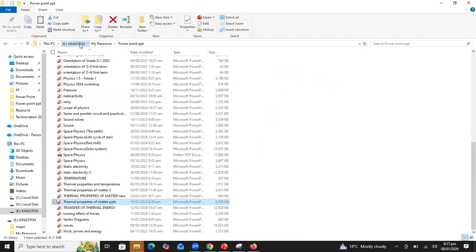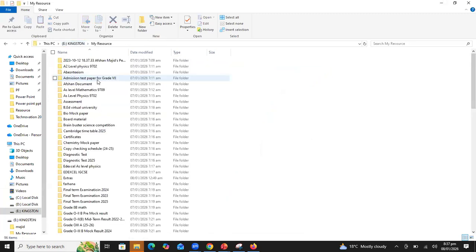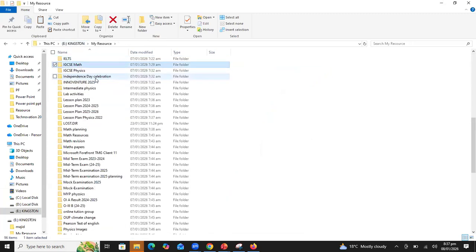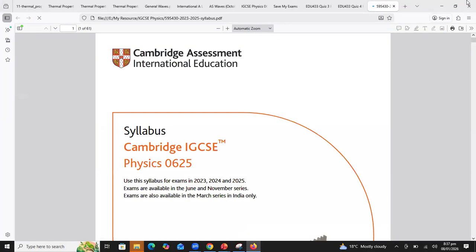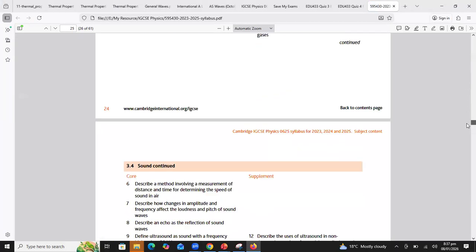That's why I'm discussing only the definition, not the formula. Formula calculation has been excluded, but still the definition is a part of your syllabus in O levels or in IGCSE as well.